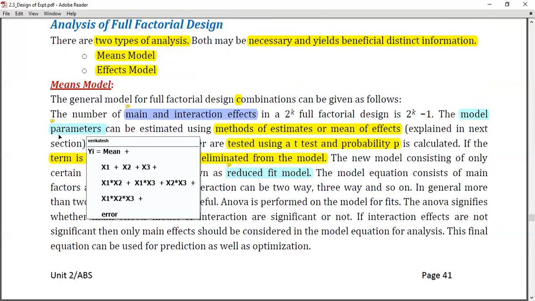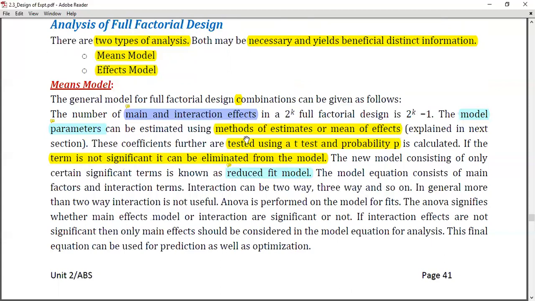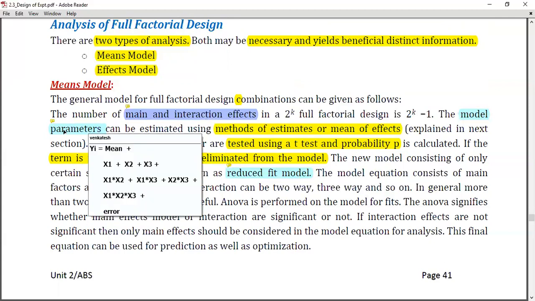Whereas the third one, x1, x2, x3, all put together, it may have some effect. Usually we go for main effect, that is x1, x2, x3, we take it, or interaction, that is binary interaction, x1 and x2, x1 and x3, x2 and x3. Tertiary interaction we generally do not look into, we just neglect it. So we will use methods of estimates or mean of effects, which we'll see later in the numerical how it is done. These calculations are done.